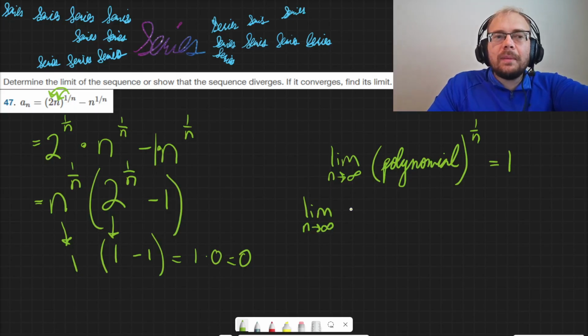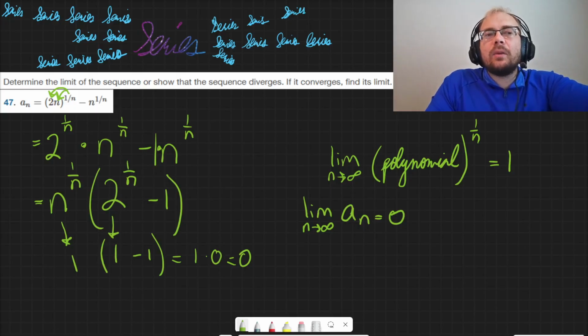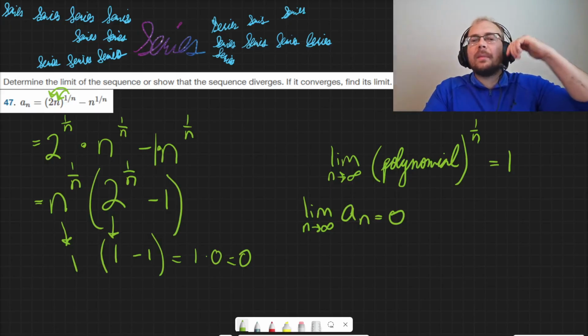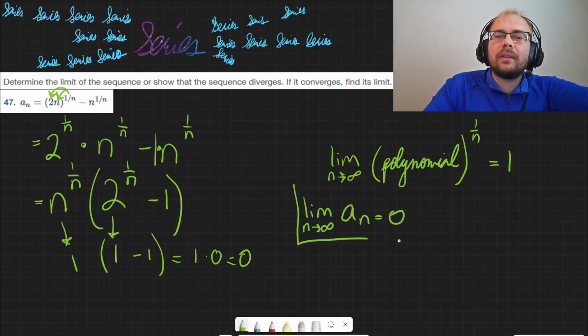So the limit as n goes to infinity of a sub n is going to be 0. And that is the limit of the sequence. When they say limit of the sequence, they mean the infinite limit, the limit as it goes to infinity. And a sequence will start at 1 unless they say otherwise.